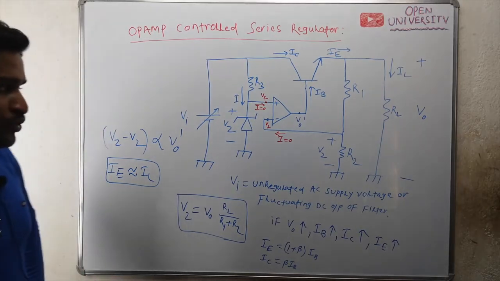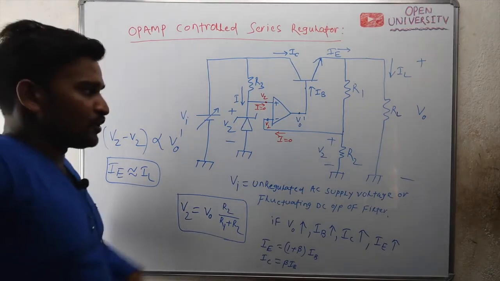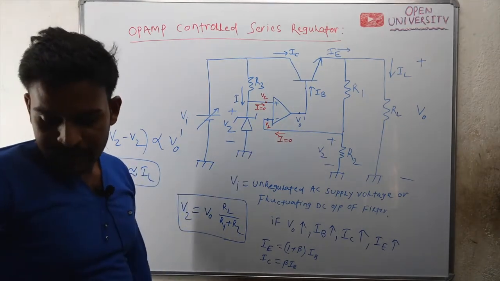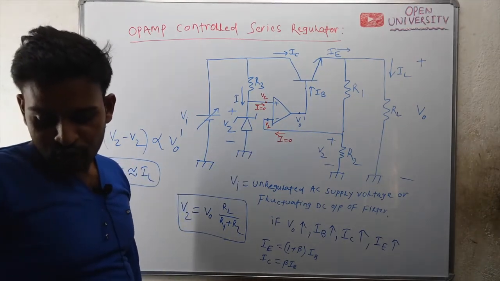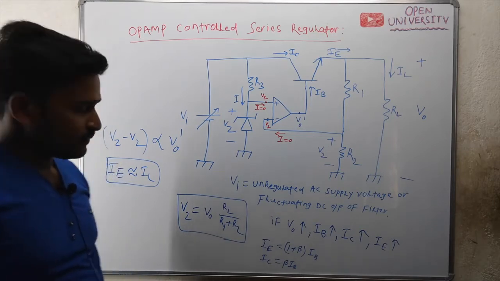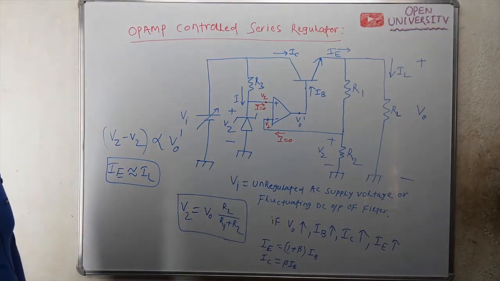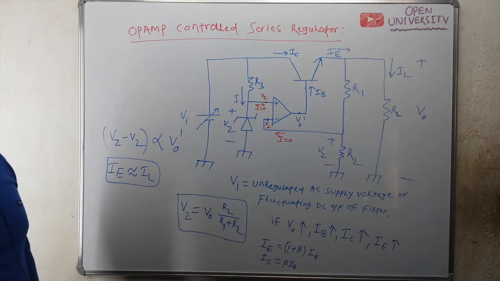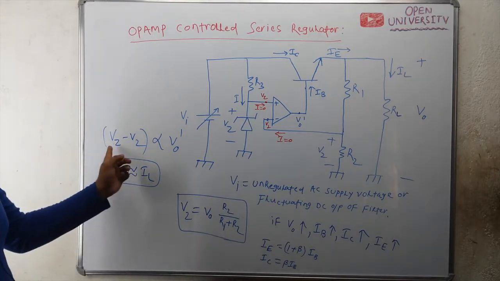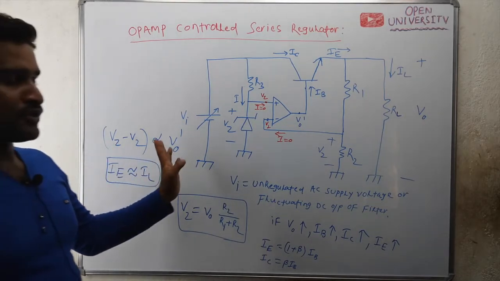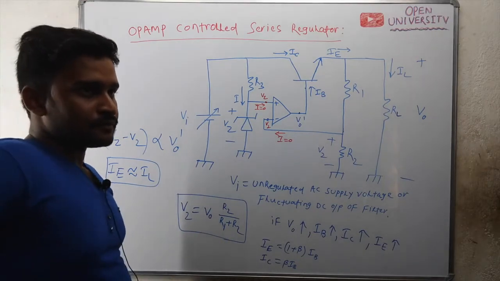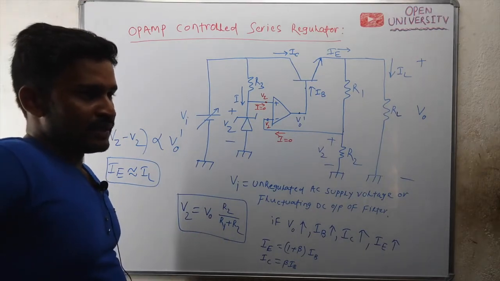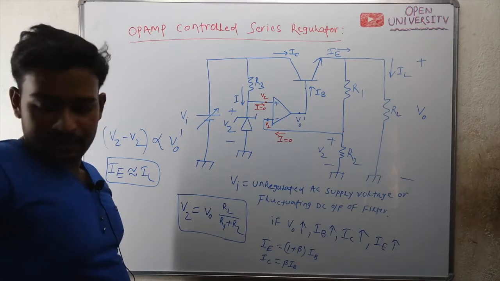Vz minus V2 controls the output voltage V0 dash. Write down, Vz minus V2 will control the output voltage V0 dash. That is, Vz minus V2 is directly proportional to V0 dash.